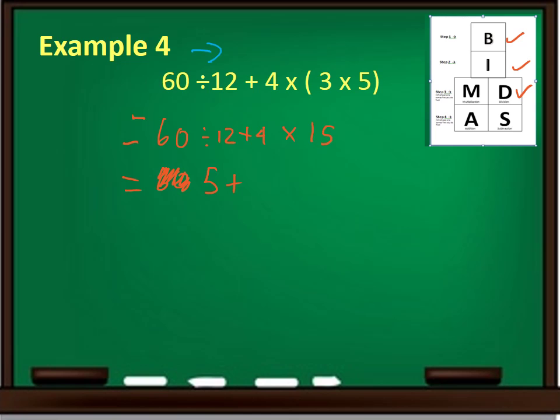Now, technically I could write out 4 times 15 is my next line. I know I'm going to be doing that next because that's my next multiply and divide I've got to do. 4 times 15 is 60. And my last line, 5 plus 60. There. Okay, so I've technically skipped out the line in the middle here where I had 5 plus 4 times 15. I skipped that line out.